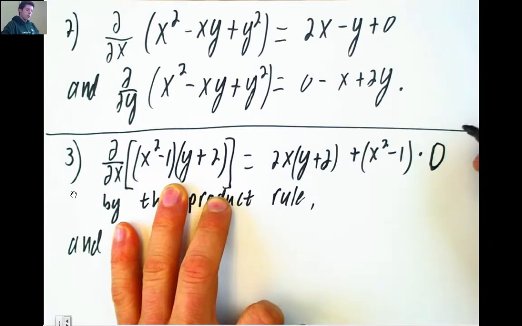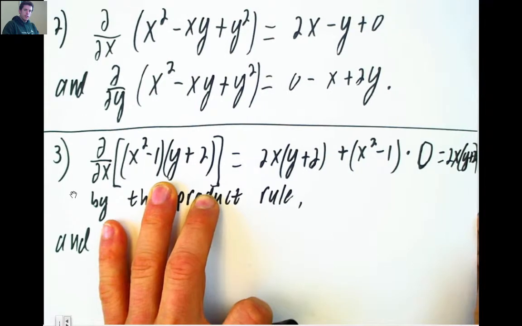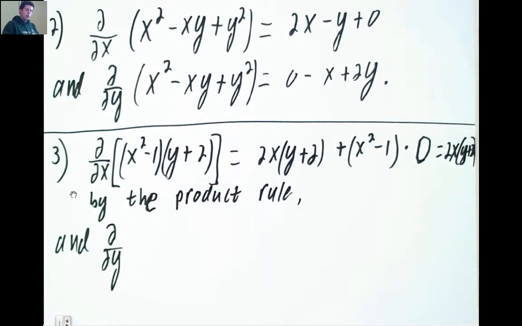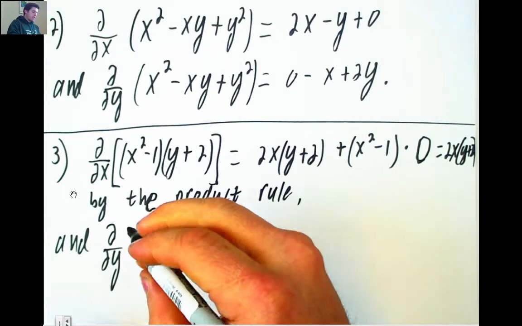Okay, and of course that makes this 2x times y plus 2. Did that fit on the screen? Not quite. Move it over. Arrgh. Okay, and there I want to point out that I used the product rule. Okay. Now, the derivative with respect to y of the same expression.